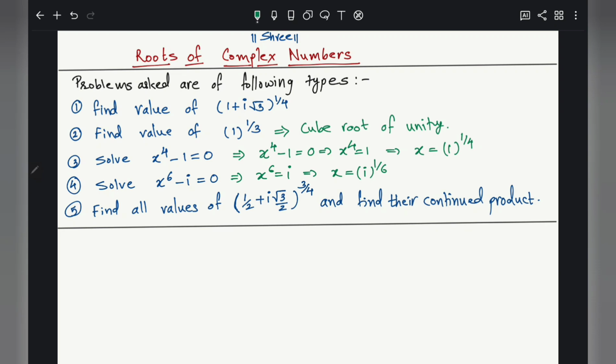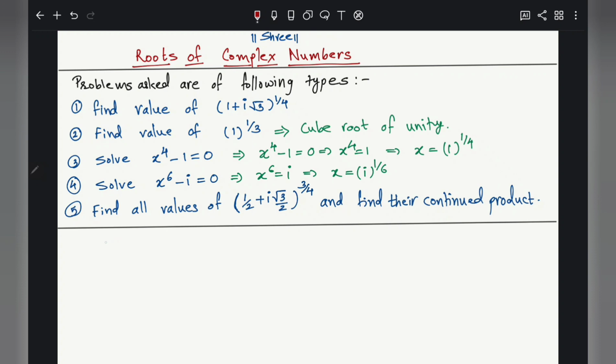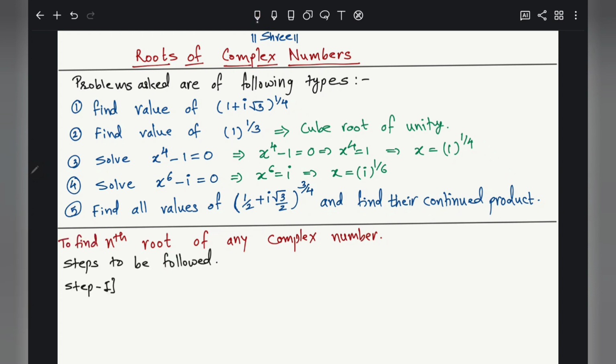So you will get problems where you have to find any nth root of any complex number. So you will be given any complex number and you have to find its nth root. So let's see what are the steps followed in this. Okay, and we will proceed. So to find the nth root of any complex number, suppose x plus iy or a plus ib is our complex number.